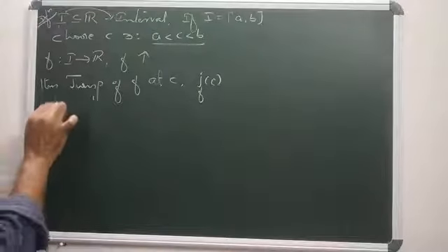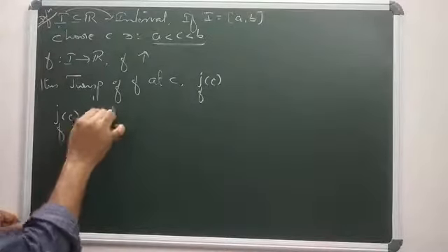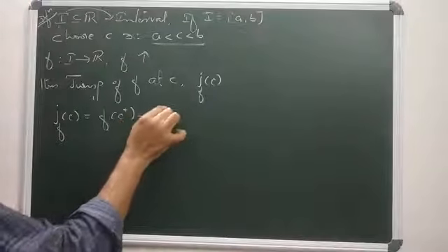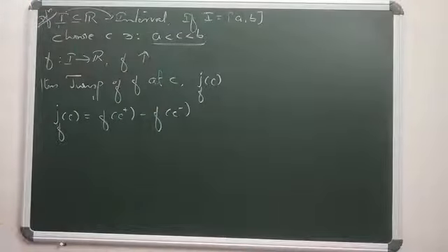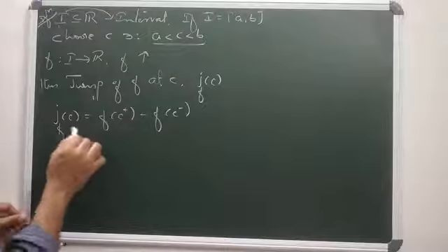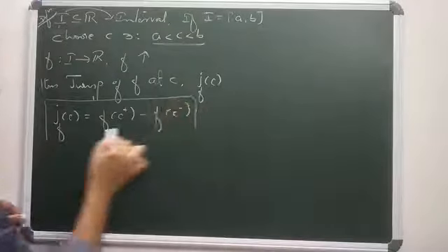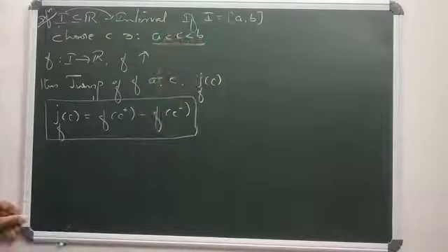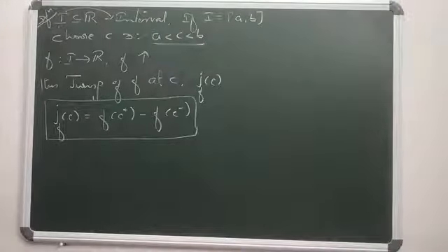It is defined as J_f(C) equals f(C+) minus f(C-). This is the important definition, the jump of f at C. What is f? f is an increasing function defined from an interval to the set of reals, and C is not an endpoint of the given interval. Then the jump of f at that point C is denoted by J_f(C) and is defined as f(C+) minus f(C-).